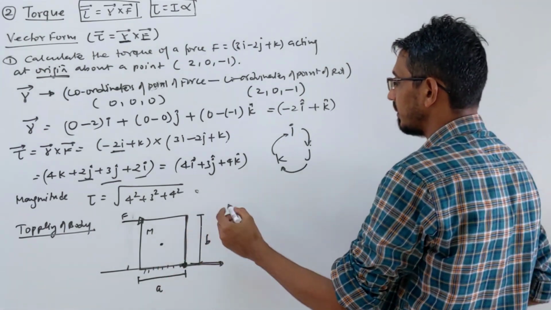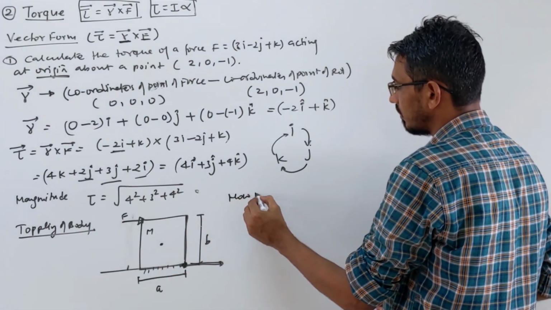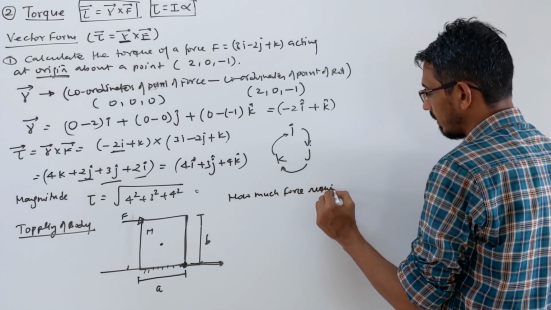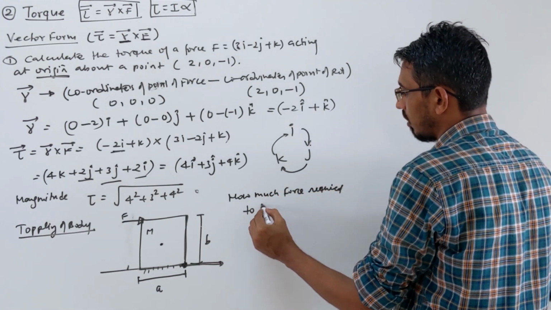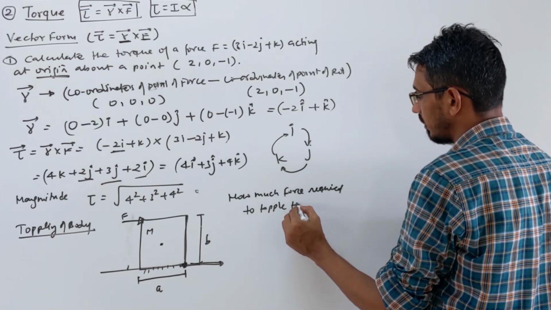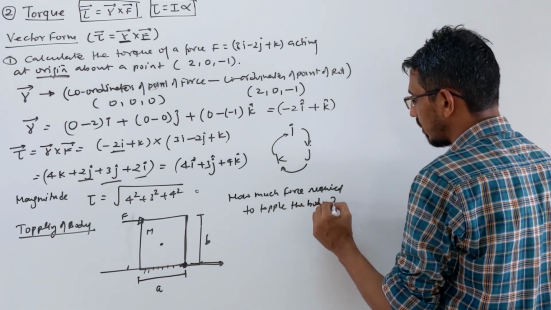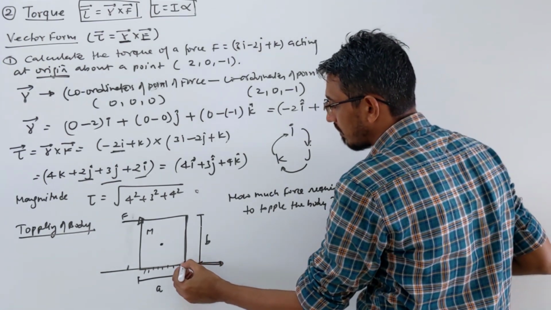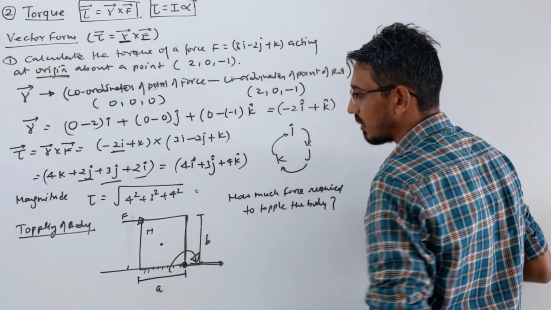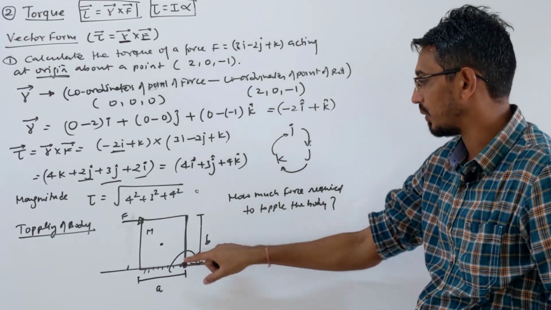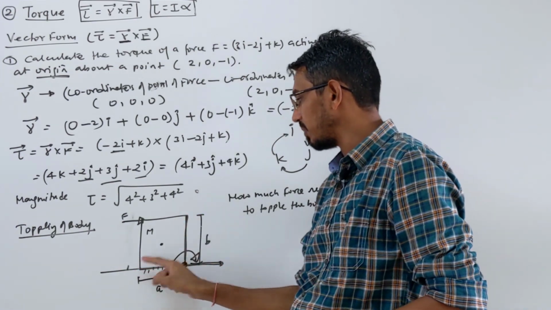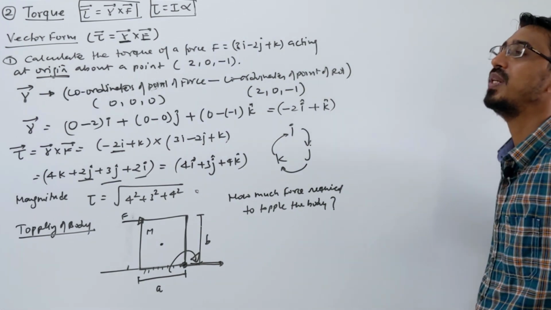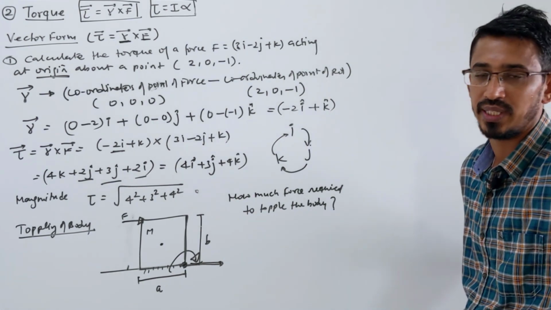So what is the question here? How much force is required to topple the body, right? This body you want to topple, how much force will be required? So let's write, this body will rotate about this point like that, okay? If you apply force on this side, it will rotate about that point, right? So we want to know how much force we need to topple this body. This is the question actually, okay?